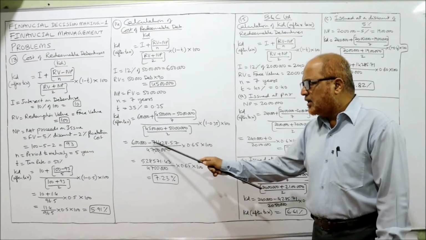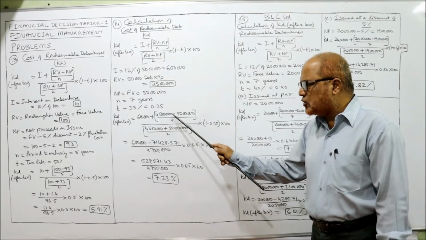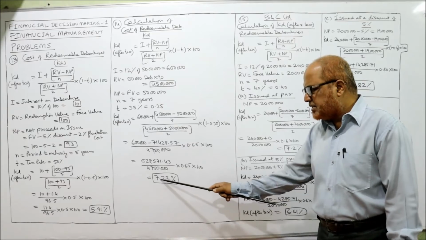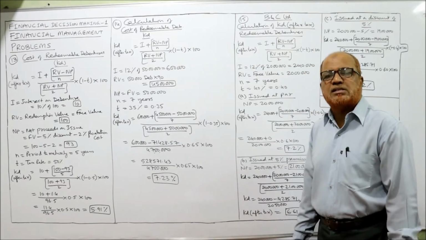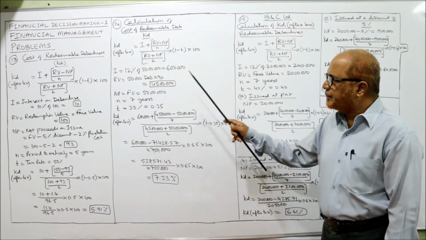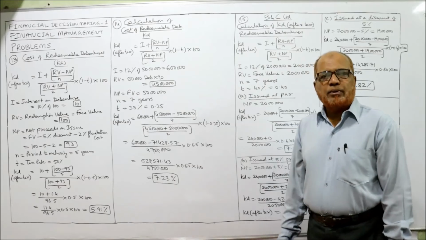Now subtract. Here it is plus, but in bracket you are having minus. So plus into minus will become minus. Right? So ultimate answer will be 7.23%. This is the KD after tax of redeemable debt. That's it. So 13th and 14th problem completed.